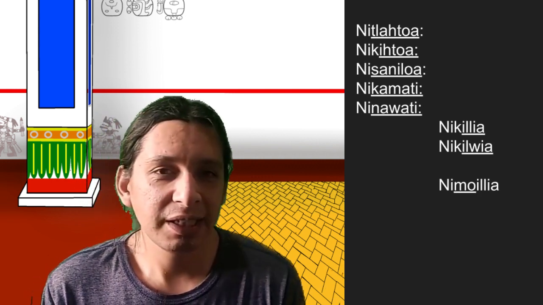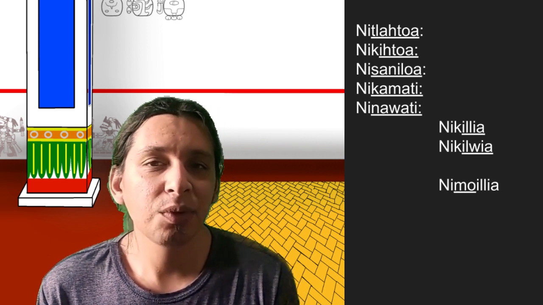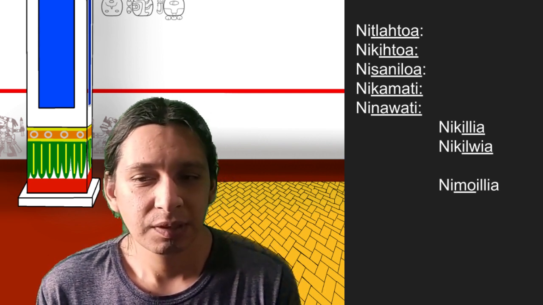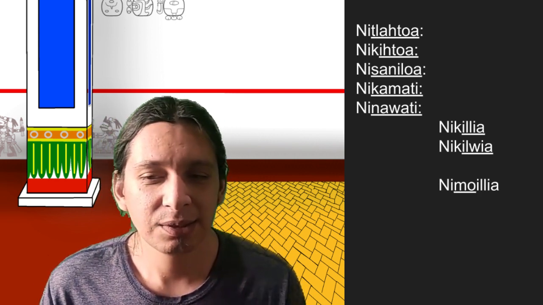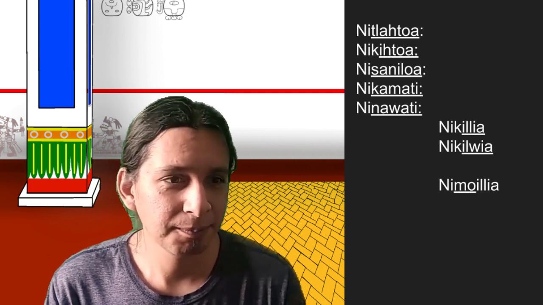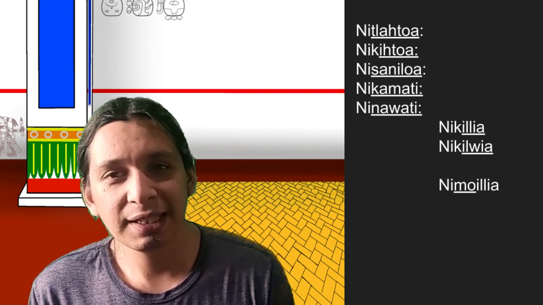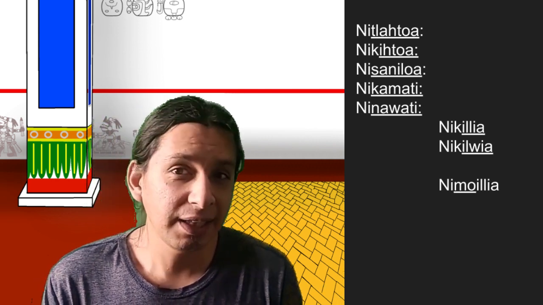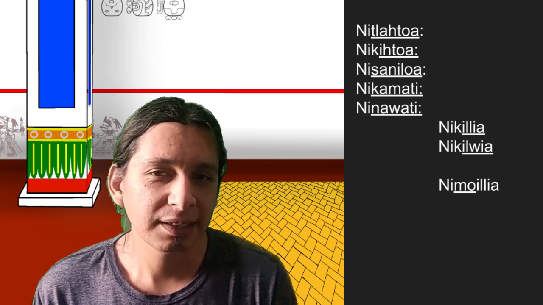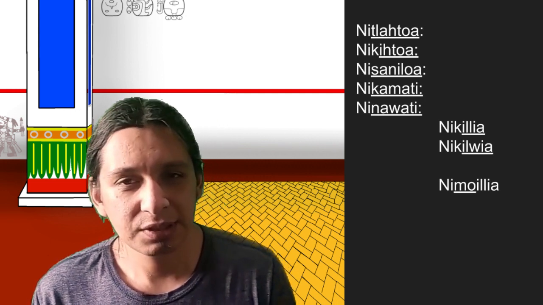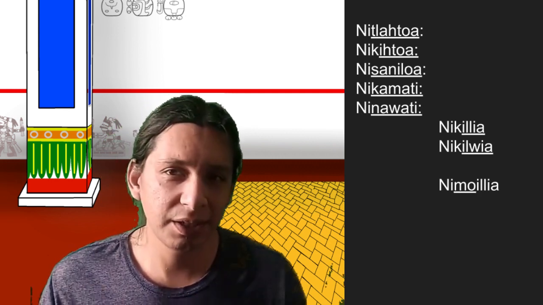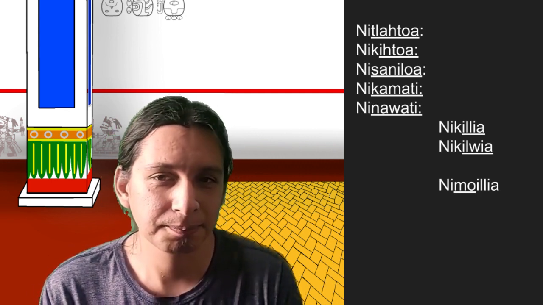One more interesting thing you can say is nimo ichlia. And this mo means I do it to myself. It's a reflexive. So how can I tell myself something? Well, if you say that, you're actually saying, I think. Nimo ichlia, like my opinion. So something that you think is something that you tell yourself. Nimo ichlia.